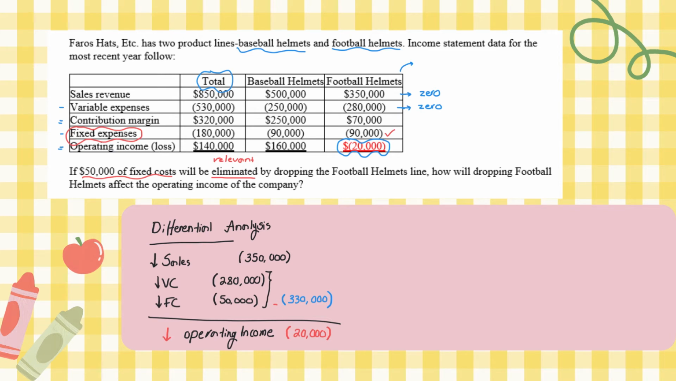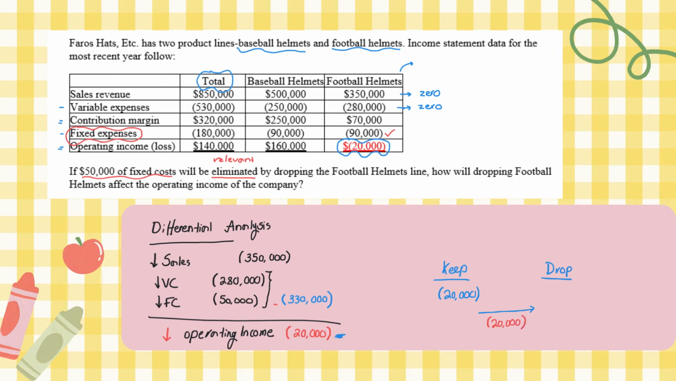Now what's the difference if I keep and if I drop? If I keep the football helmets line, my loss will be what? 20,000. Here, this one. If we keep it, I'm gonna lose 20,000. If I drop it, I'm gonna lose 20,000 more. So this is the difference. This one is the differential analysis. I'm gonna lose 20,000 more. This is the difference between the two options. It's not the final answer or the final loss.